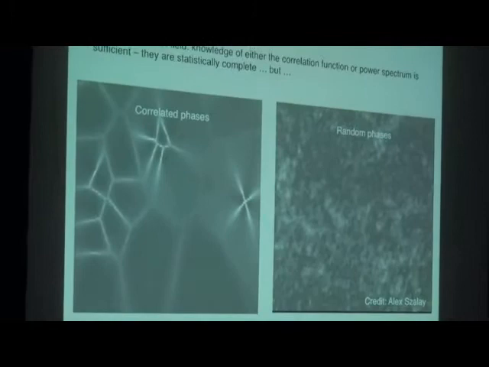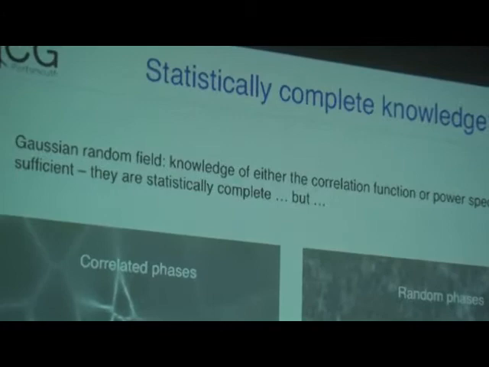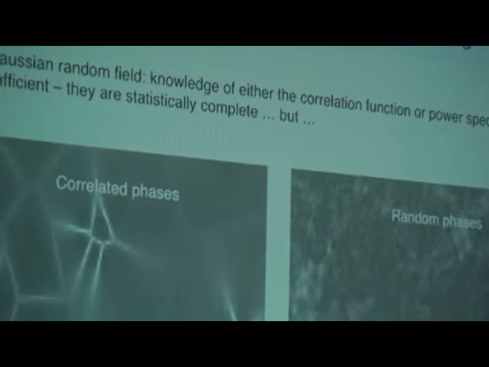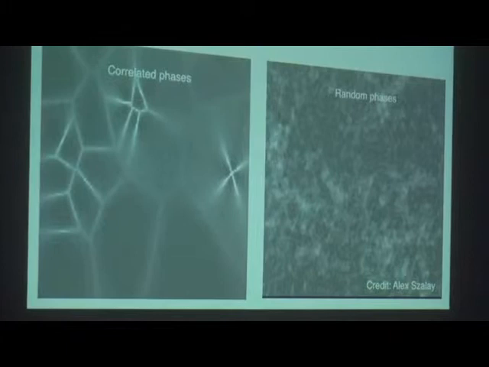These are the two-point functions. The reason they're so important is that for a Gaussian random field, and we think there's good reason that the galaxies, or indeed the matter in the universe, form a Gaussian random field, then these two-point functions are statistically complete in that they contain all of the information about that field. If you don't have a Gaussian random field, for example, on small scales the phases become correlated, then the two-point function is no longer complete.